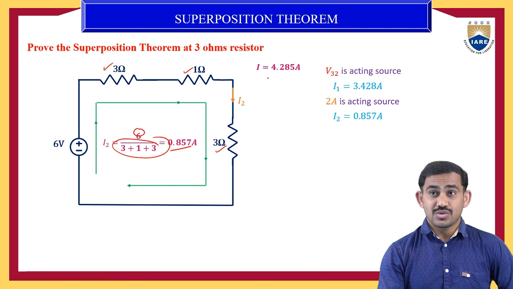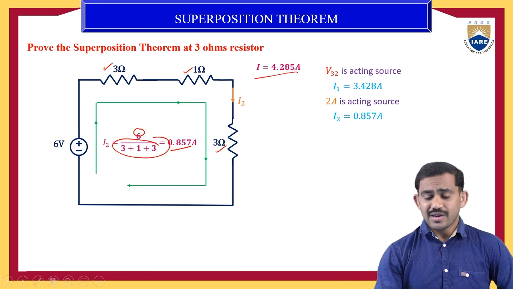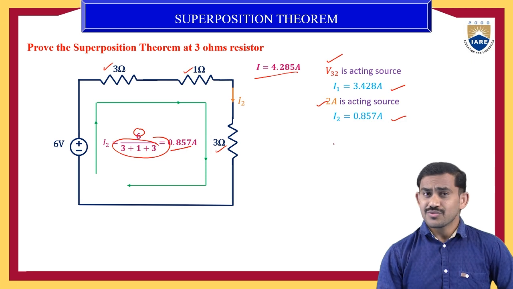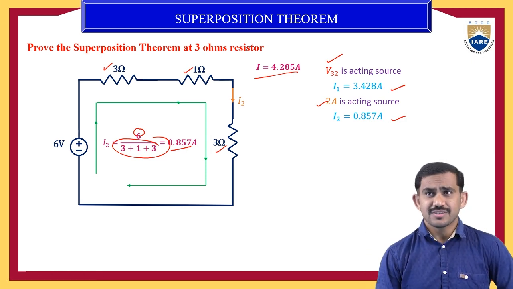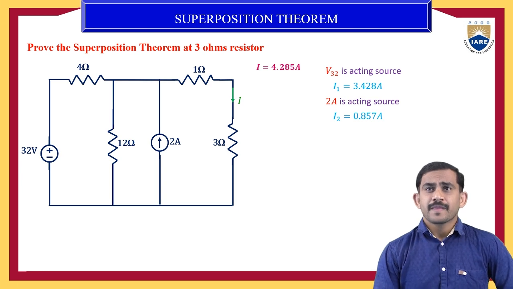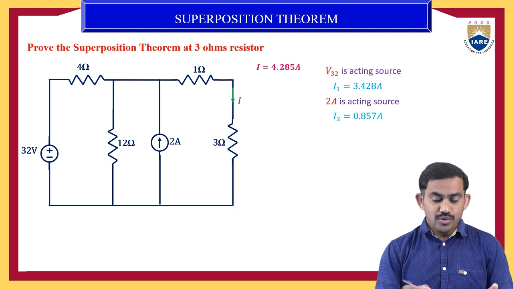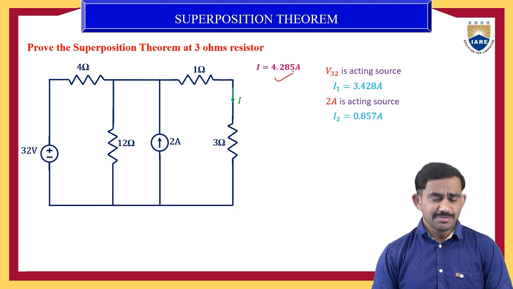So when both sources are acting, what is your I value? When one source is acting, what is your I1 value, and when the other source is acting, what is your I2 value? What we need to prove in the superposition theorem is that I equals I1 plus I2. So this is your main circuit. When both sources are acting, what is your I value? That is 4.285 amps.